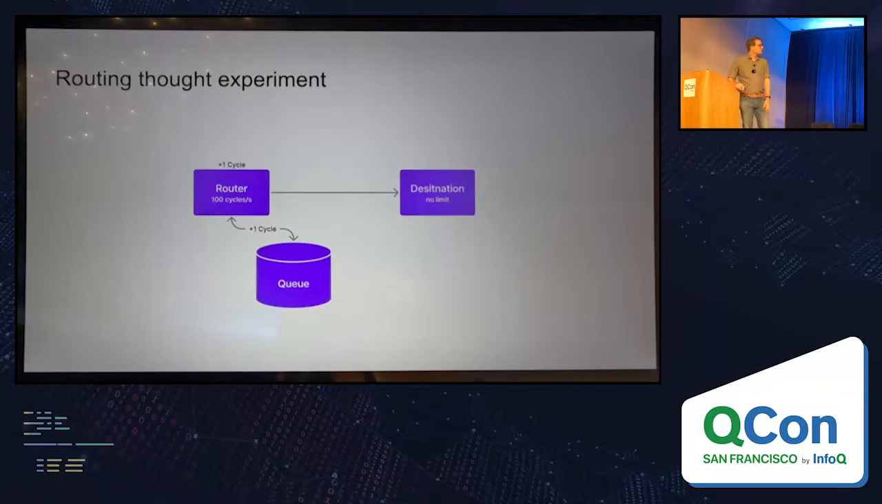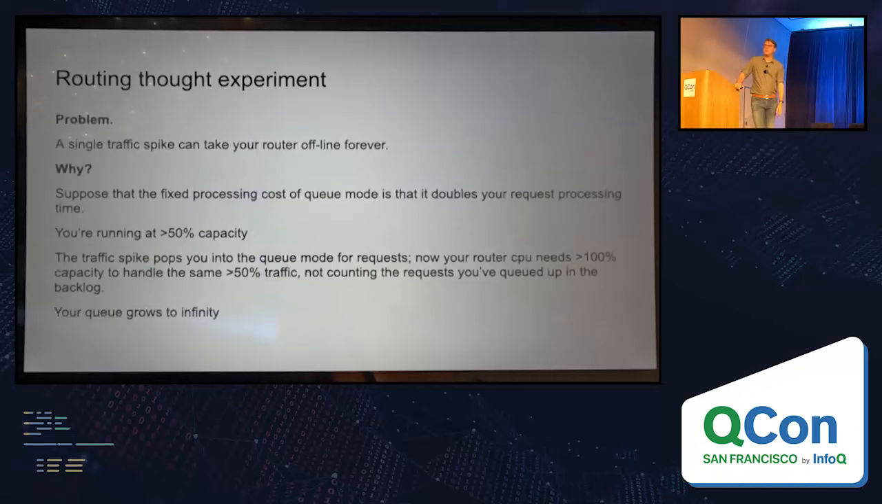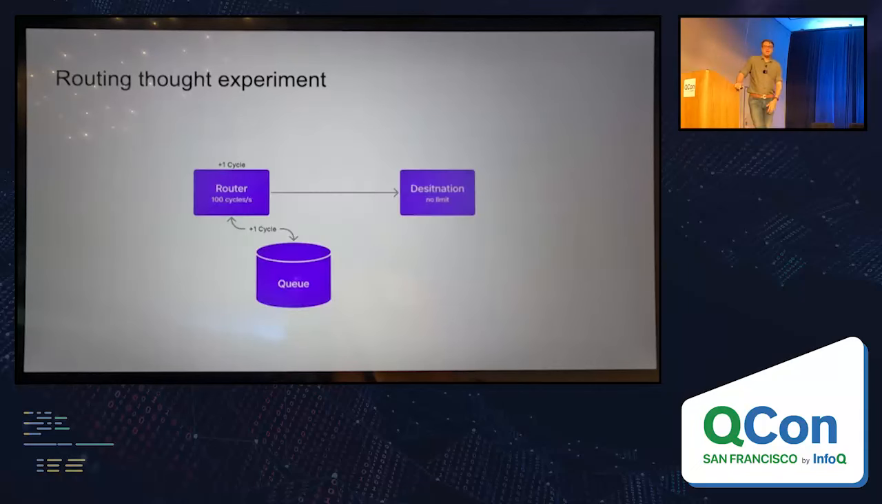Let's diagram this situation. Okay, so we've got our router. We have 100 units of computing, whatever it is. And routing the request takes 1 unit. And adding to the queue takes 1 unit. Cool. Problem. If you get a single traffic spike, you may be knocked off the internet forever. So how did we start with such a seemingly simple, straightforward design and end up with a pretty bad failure case? If you're running at more than 50% capacity, if we go back to the diagram, right?